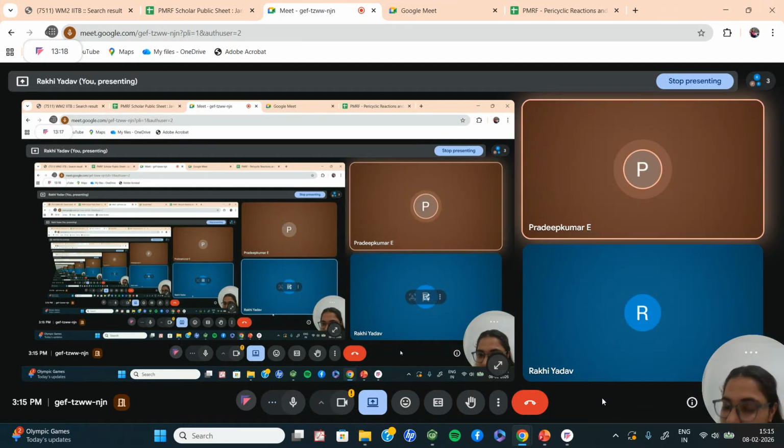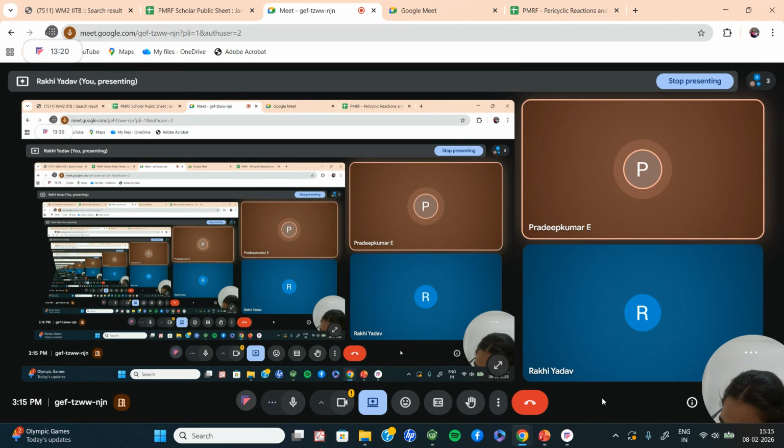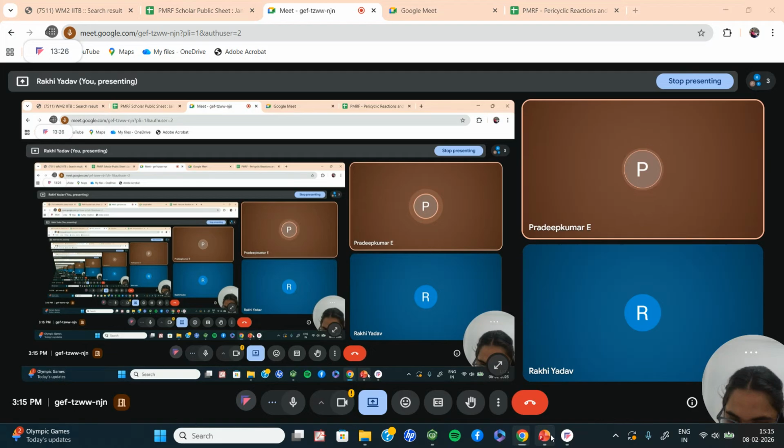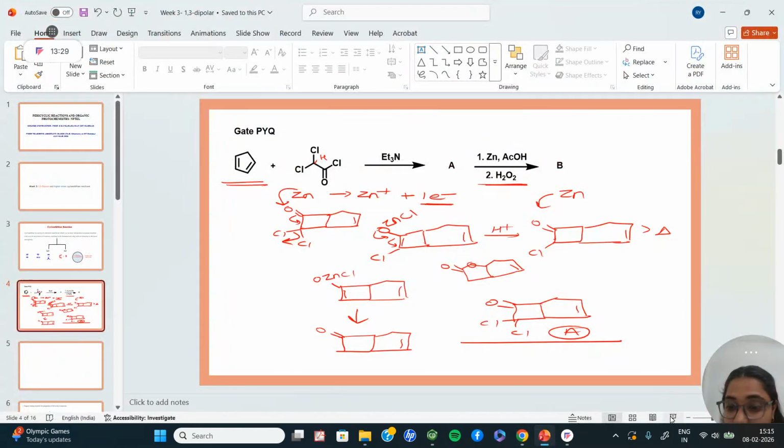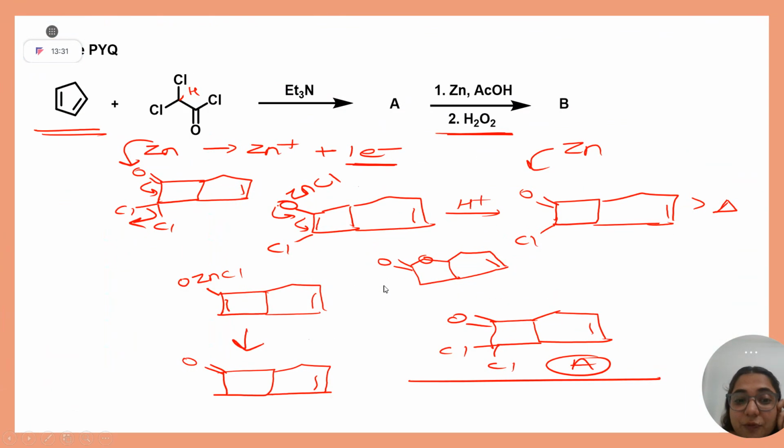In Baeyer-Villiger, an oxygen atom is inserted and the ring is extended to a five-membered ring. That's what I'm telling. Now you may think, ma'am, on which side can I insert this oxygen?